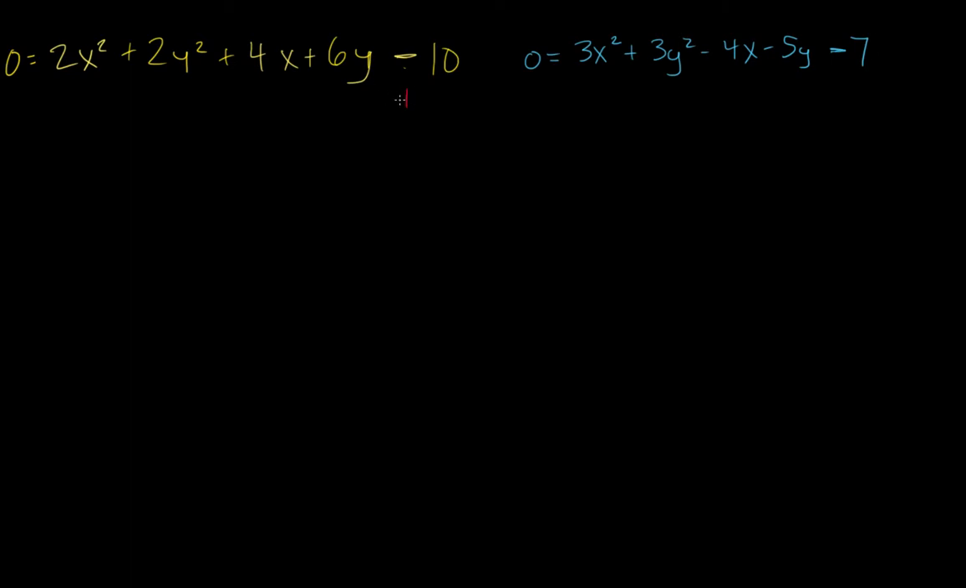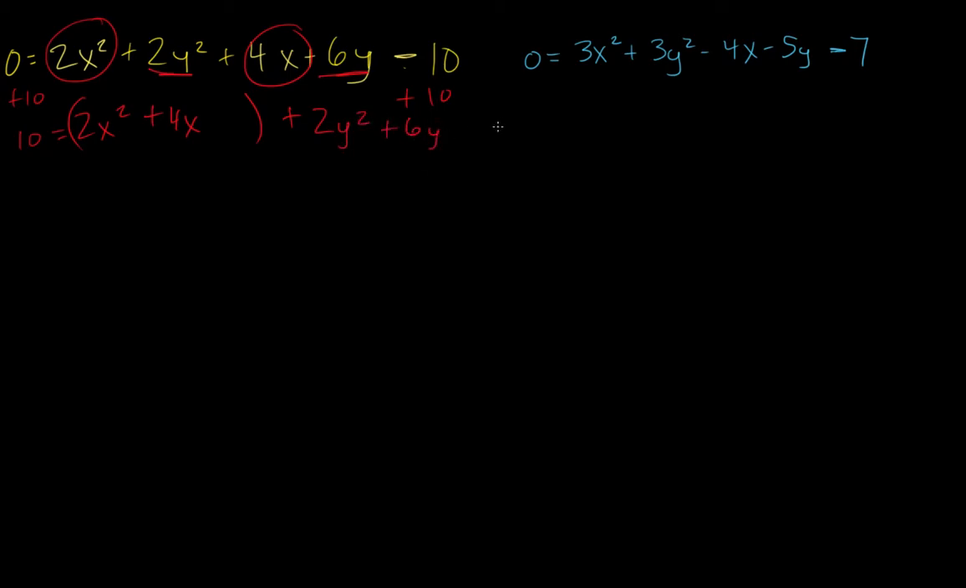Okay, so the first thing we do, we add the constant onto the other side. And another thing I'm going to do is when I rewrite this, I'm going to group my x's together, and I'm going to leave a space right here, and then I'm going to group my y's together, and then leave a space. Okay, that's just going to help us with what we're doing in the future.